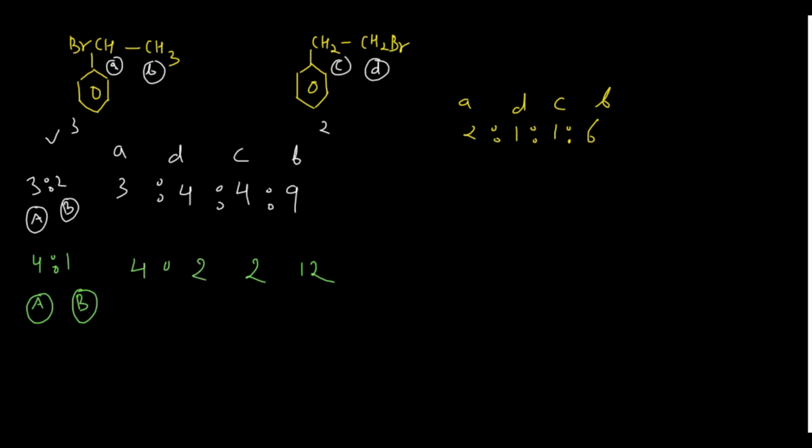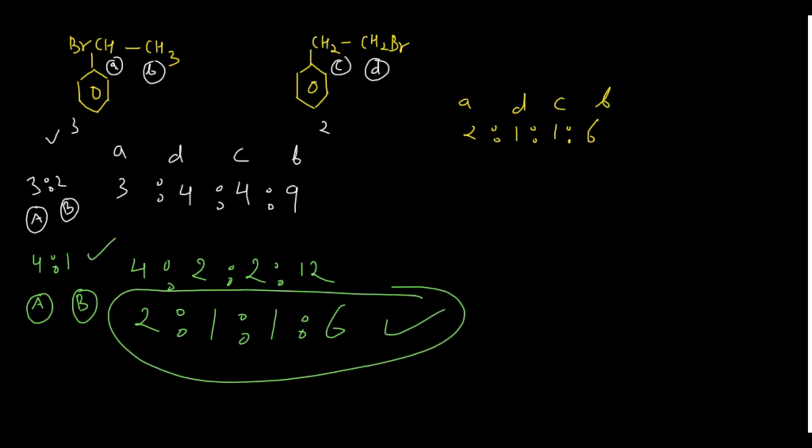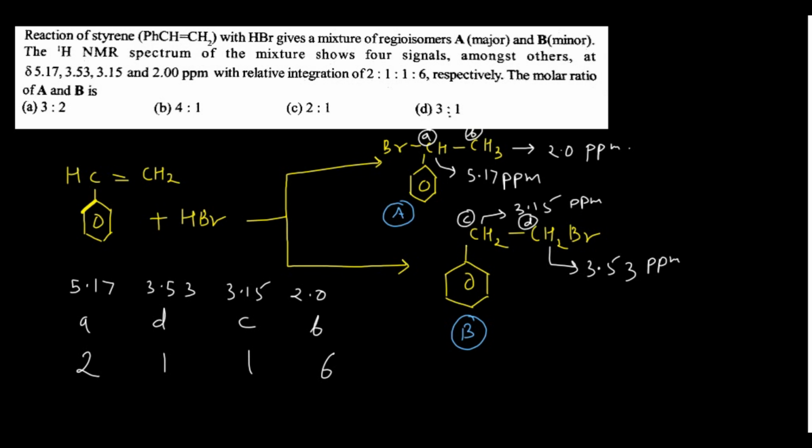So I am getting this molar ratio, 4:2:2:12. If you want, you can simplify it, and then you will get your answer. Two 2s are 4, two 1s are 2, two 1s are 2, two 6s are 12. So the simplified ratio is that, which corresponds to the integration or the intensity we are looking for. That means option B is the correct answer. This is a very tricky and very important question, and personally I loved it.